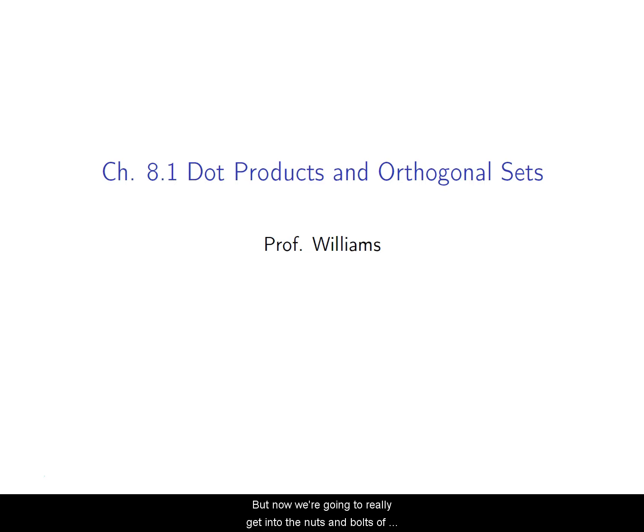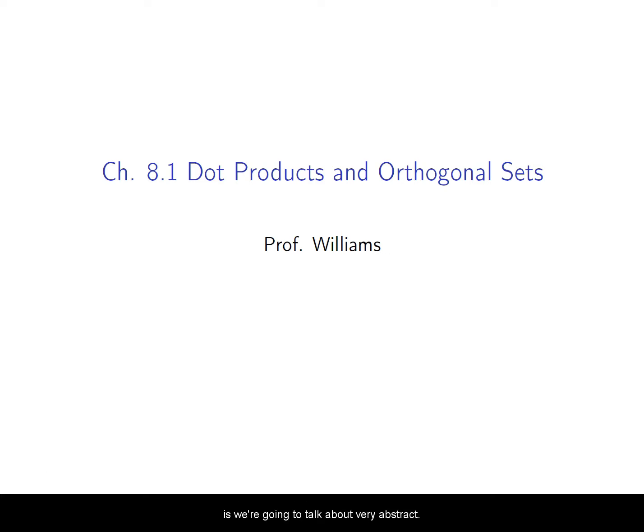But now we're going to really get into the nuts and bolts of linear algebra. So we saw before how we could use things like eigenvalues and eigenvectors, and how basis and linear independence were important for solving things like differential equations. Now we're going to again use a lot of these ideas of bases and vector spaces. A lot of vector space stuff.